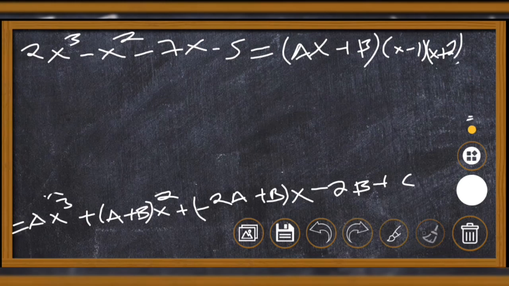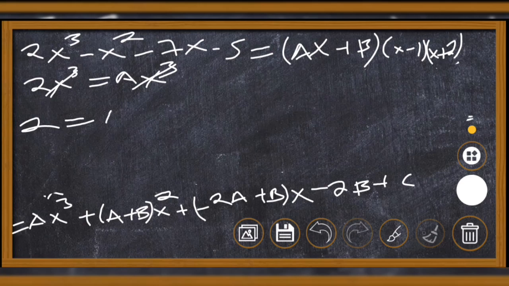Now the only term which has x cubed in this expression is 2, and the only one which has x cubed here is this one. So let's pair the two. We have 2x^3 equals a x^3. So this one and that one cancel, and we have 2 equals a. So in this case, our value of a is 2.